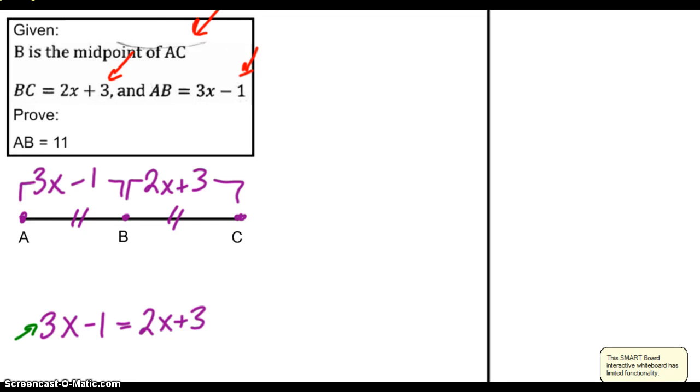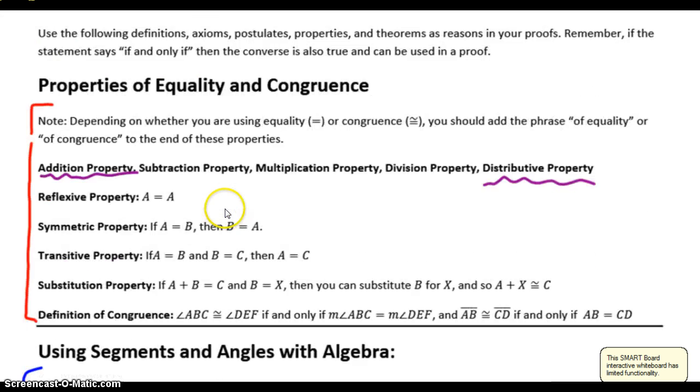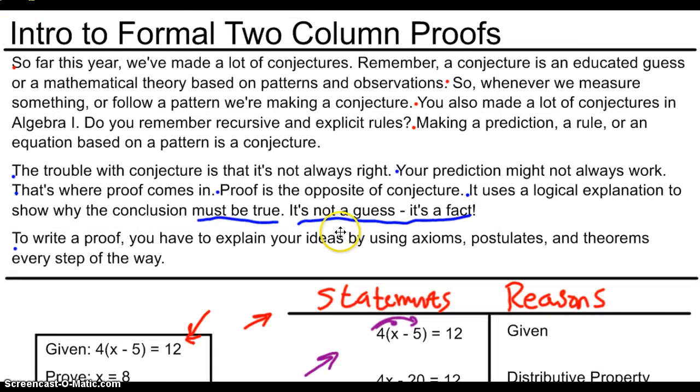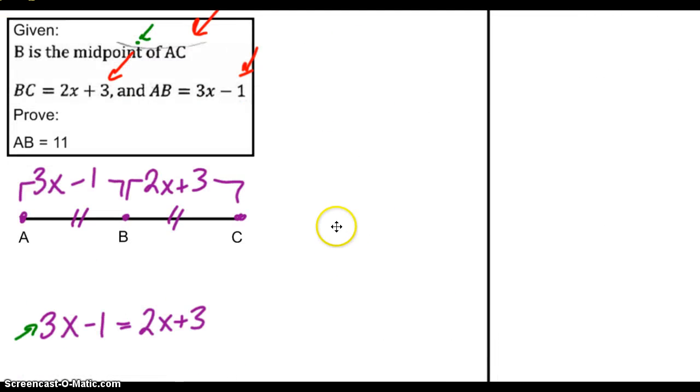Well, the reason we can write it down is because B is a midpoint. And if we hop over to our proof sheet down to that second section, we look for the word midpoint. Here it is, definition of midpoint. It says if B is the midpoint of A and C, okay, that's what I have, then AB is congruent to BC. That's what I want to do. I want to write down that AB equals BC, and because they equal each other, now I can write that equation.